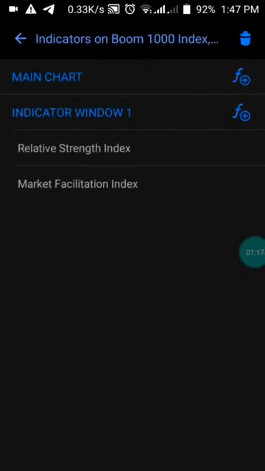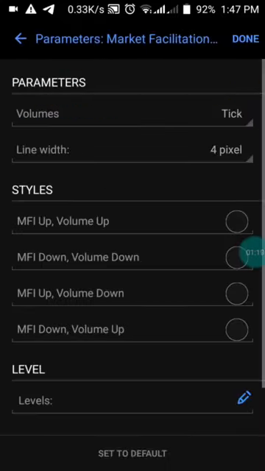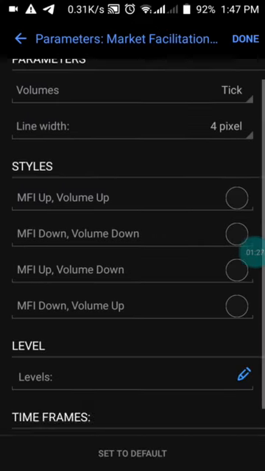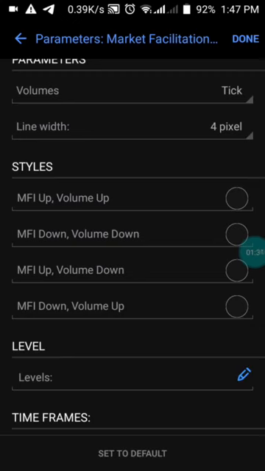Then you press done. Then you move to the second one, which is the Market Index. The volume will be tick. We have the 9 width at 4 pixels, and we have all our colors in black. I'm using a white background, so if you are using a black background, make sure all these colors are white. Then you press done.